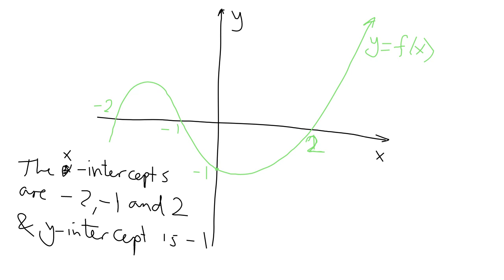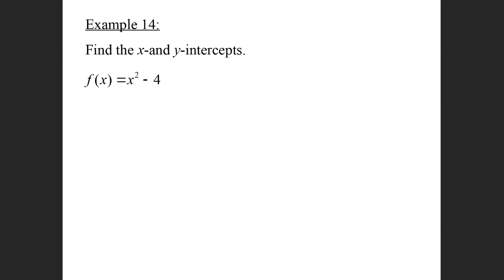What if we have a rule of f of x, not a graph of f of x? Say we would like to know what are the intercepts of x squared minus 4. What do I have to do first to find which one is simpler, which one is easier, the y-intercept or the x-intercept?